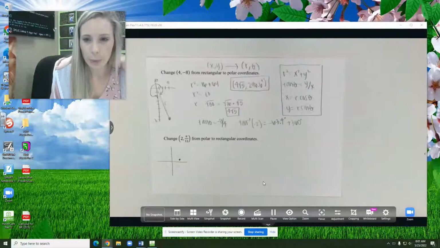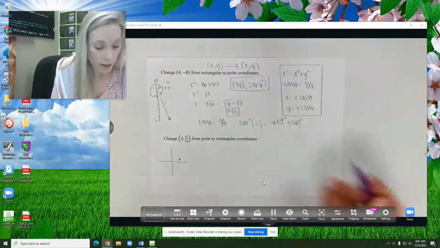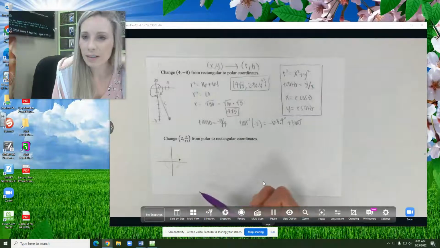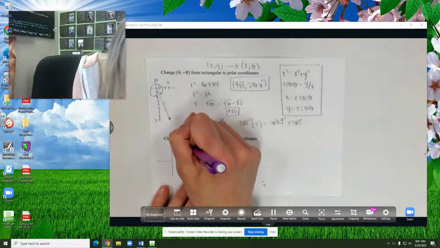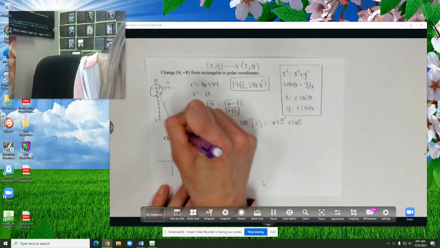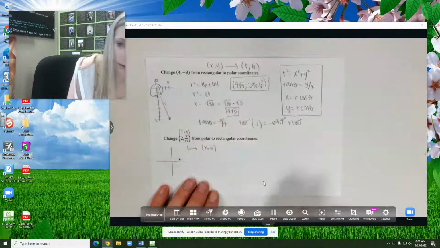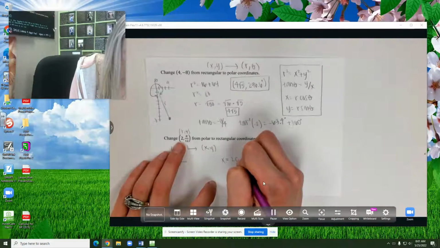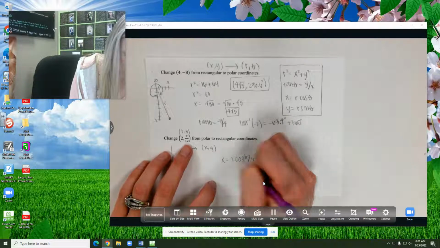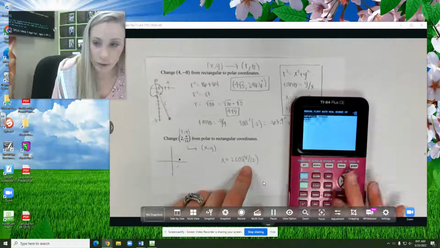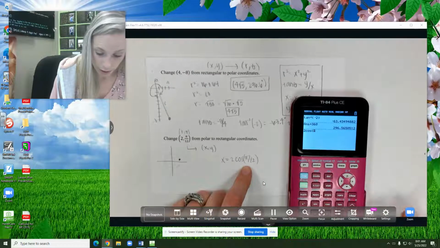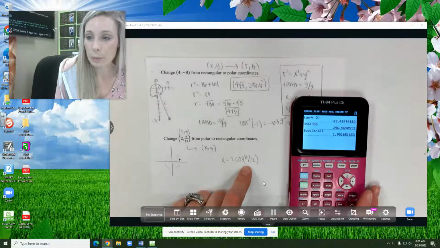I want to know what my x and my y coordinates are. If this radian is not directly on the unit circle, just plug it in. I'm going from polar, and I want to end in rectangular. So to find my x, I say x is r, which is 2, times cosine of pi over 12. Because I'm in radians, I have to change my mode to radian. And then I'm just going to literally plug in 2 times cosine of pi over 12. My x value is 1.93.